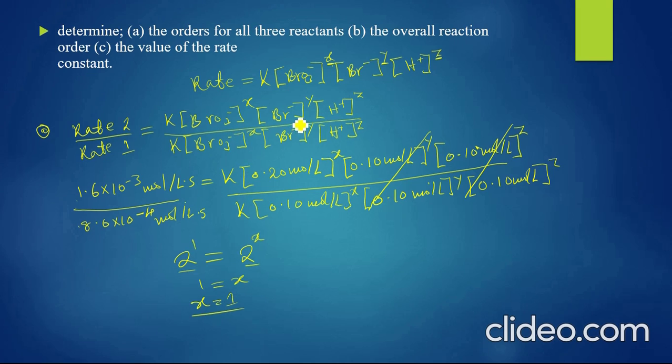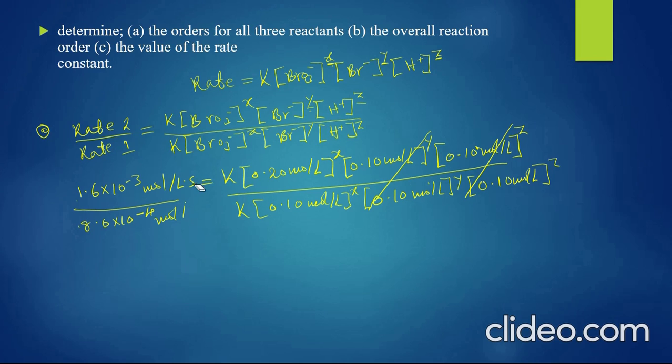So we need to do the same for y and z. We need to determine these two, because the question is asking us to determine the orders for all three reactants, and we have just managed to determine one order here. So let's do the same for y and z. How can we determine y and how can we determine z?